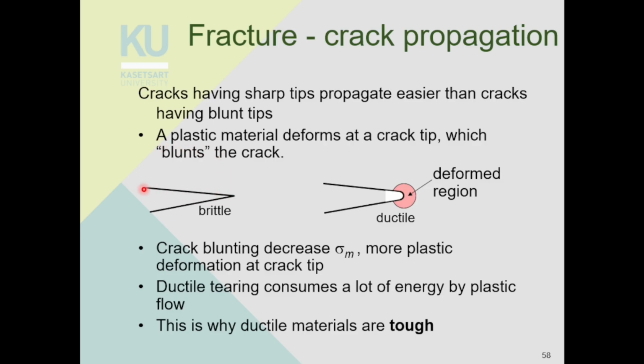For brittle material, we usually have a sharper tip, and the stress concentration at the tip is really, really high because of the sharpness of the tip. So brittle material will fracture much more easily than ductile or tough material, because a ductile material can blunt the crack tip by plastic deformation at the crack tip. That blunts the crack tip and makes the crack grow slower in ductile material.